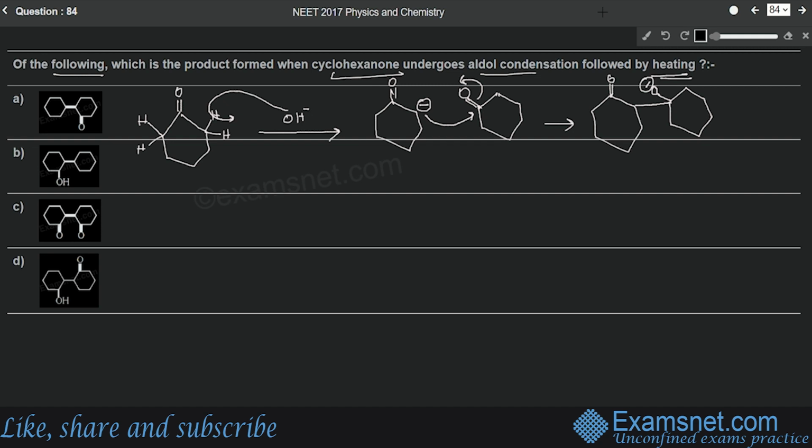So now what will happen? Let's see. There will be H plus ion also in the medium, right? Let's draw this again. This is the first molecule. This is the second molecule.